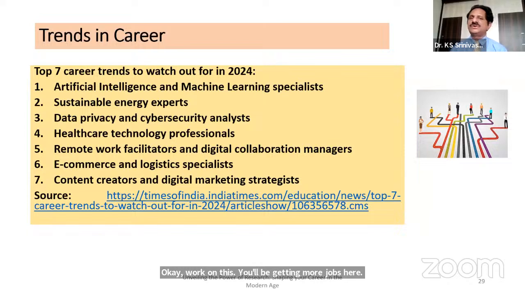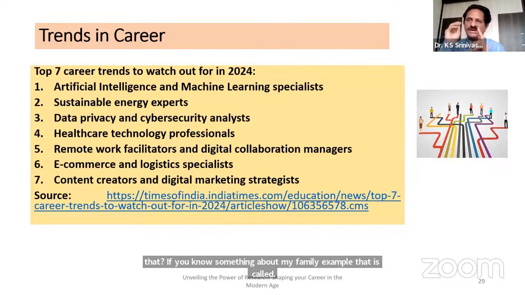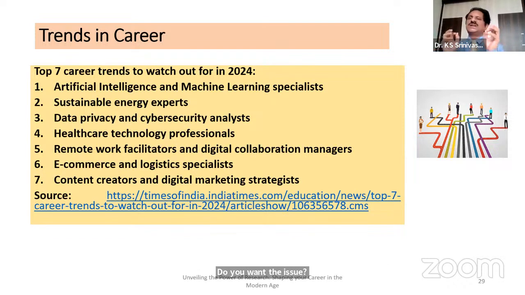Data privacy and cyber security analysts. If you are really good in the coding part and you know something about the way the filtering can be done, by learning these things you will be getting more jobs. Healthcare technology professionals. The pandemic taught us two things. Before that, one more great incident happened. What was that? My favorite example: demonetization. Demonetization taught us how to move towards digital currency. Today, if you are swiping the card or scanning something, it is thanks to demonetization.